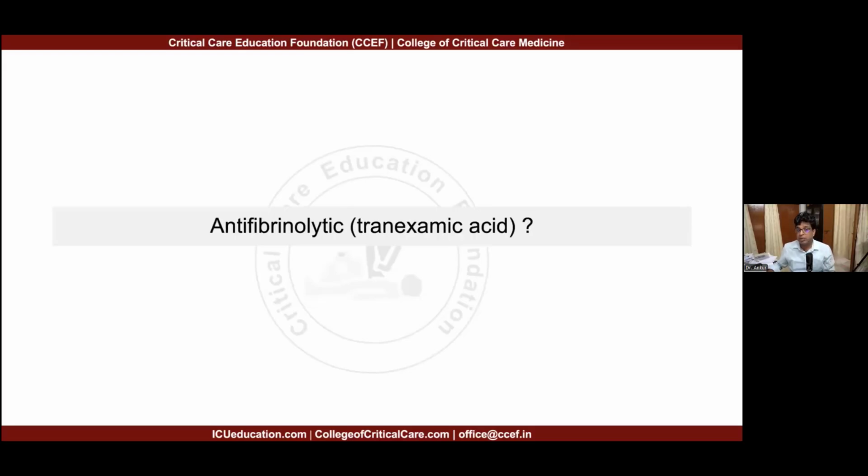Early versus late tracheostomy, whether we should do it within 7 days or after 7 days. There is no impact on the long-term outcome, but a very good impact on ventilator associated pneumonia, on lower length of stay, and on lower sedation protocols. So early tracheostomy is recommended.